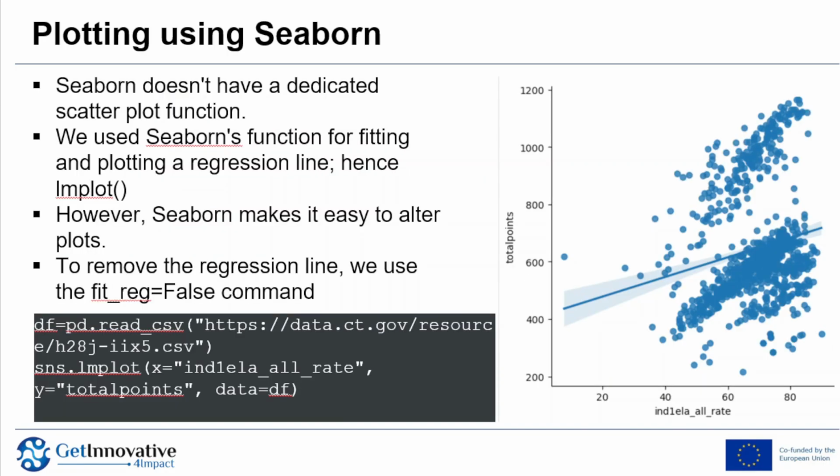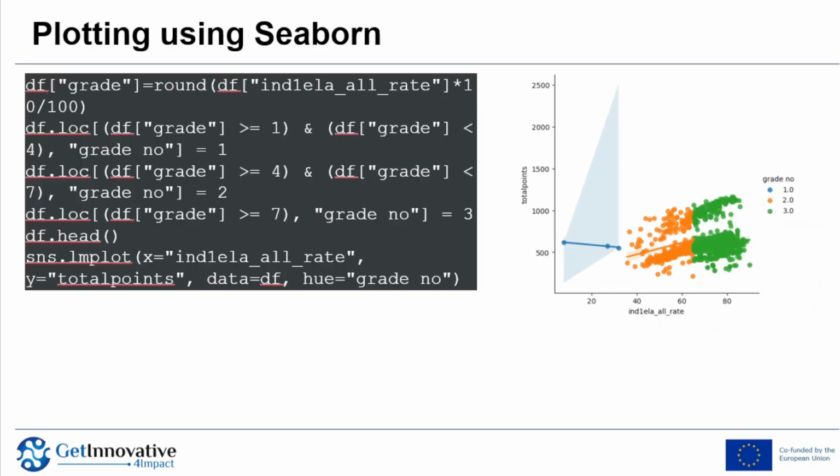This is an example using the Seaborn. Seaborn basically doesn't have any dedicated scatter plot function. So the Seaborn function is used to fit and plot a regression line, and Seaborn makes it very easy to alter the plots. And if you want to remove the regression line, just use the command fit_reg=False. This is another example.